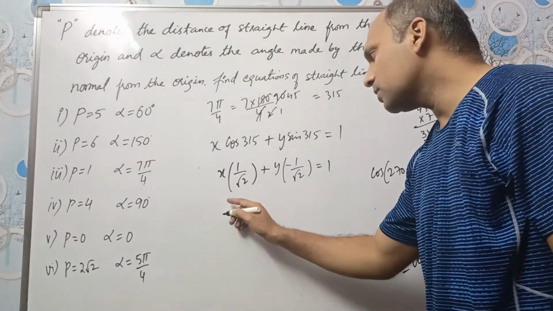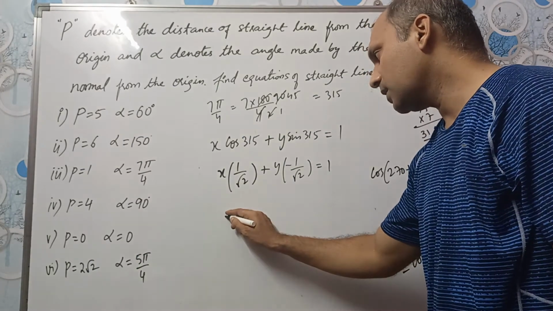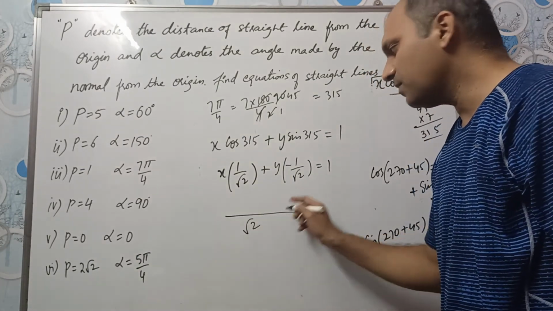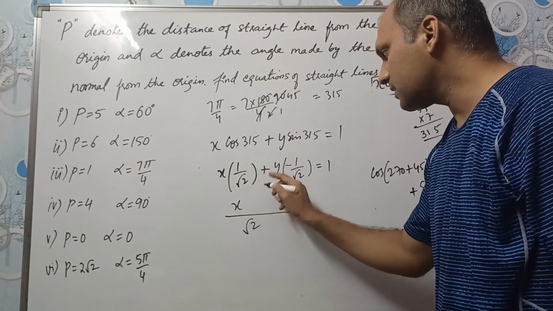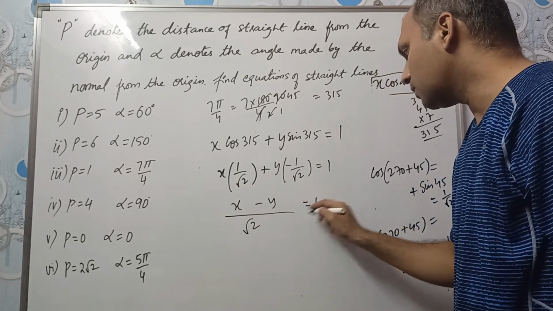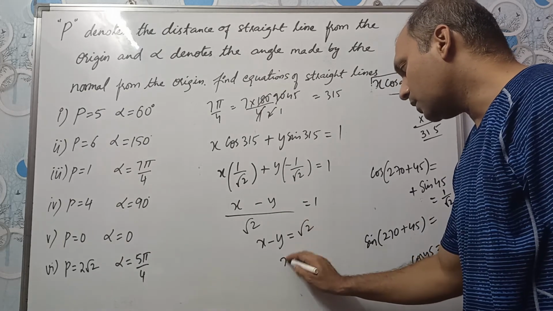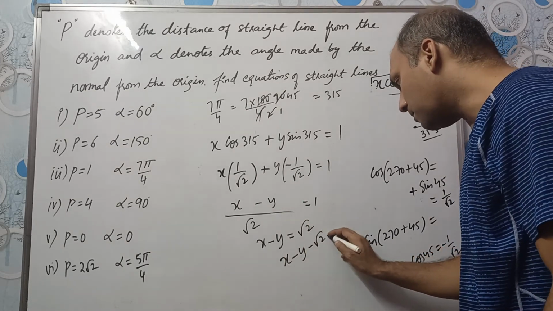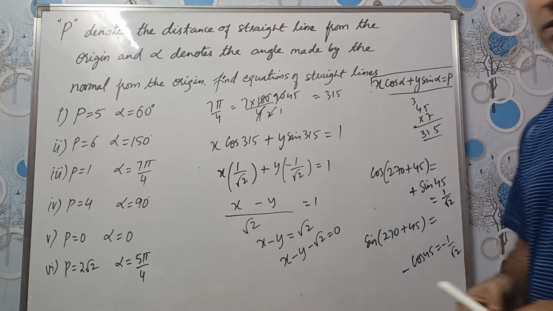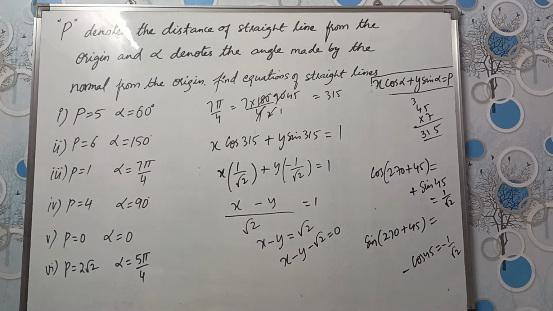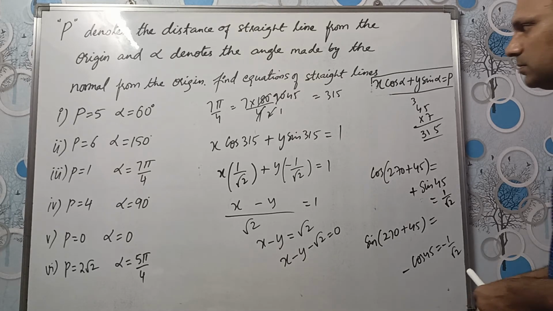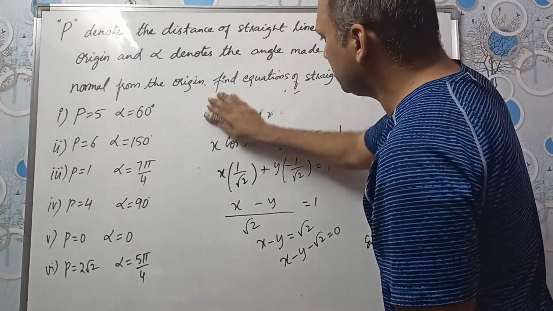Now, if we multiply both sides by root 2, or, since the denominators are the same, we can write it one time. So x minus y is equal to 1 by... this root 2 goes on the other side, x minus y is equal to root 2, or you can write it as x minus y minus root 2 is equal to 0. I hope this is clear. x minus y minus root 2 is equal to 0.